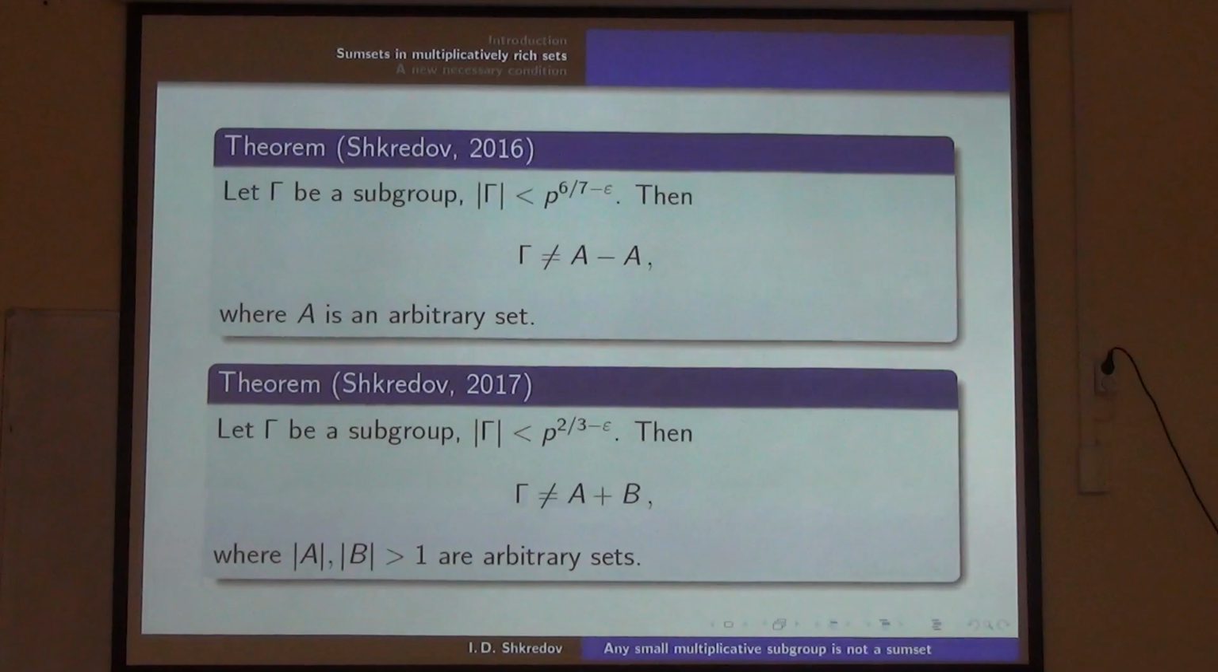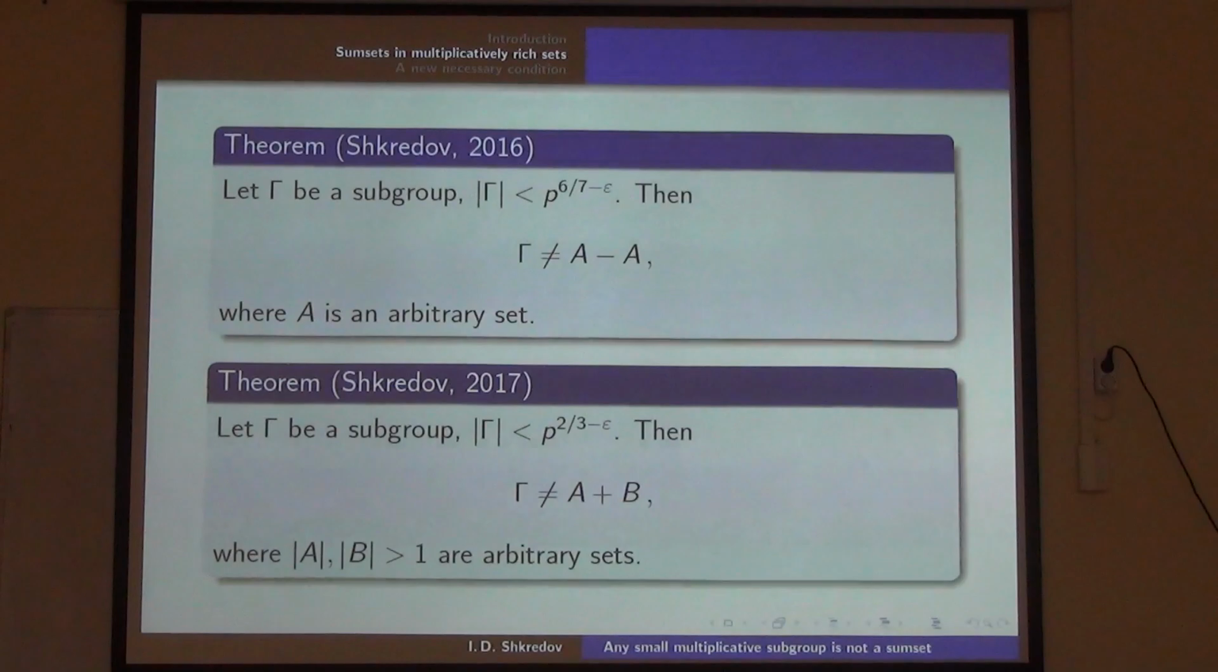And of course, for a random set gamma, it has probability zero that gamma times gamma equals gamma. So we have separated from the random sets.